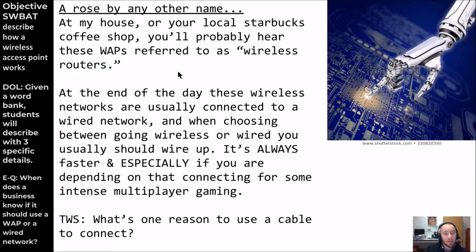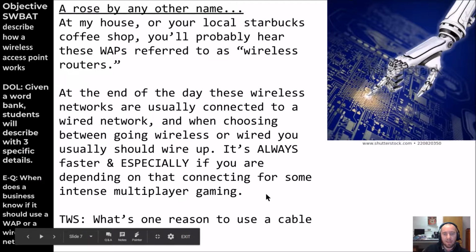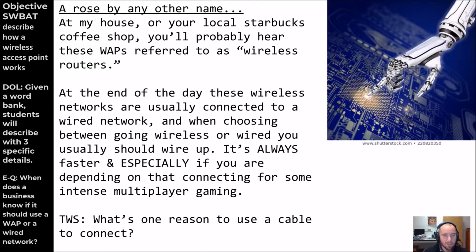At my house, or maybe at your local Starbucks coffee shop, you'll probably hear these WAPs referred to as just wireless routers. Okay, they do routing, but they're more like a hub. At the end of the day, these wireless networks are usually connected to a wired network, and when choosing between going wireless or wired, you usually should wire up. It's always faster, and especially if you're depending on that connection for intense multiplayer gaming, speed is of the essence, and you don't want any lag or people taking advantage of lag in a very competitive game.